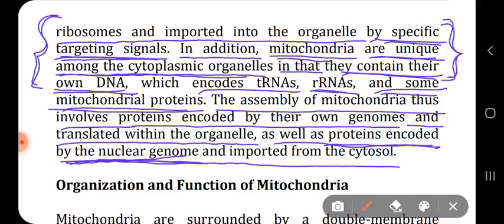So all the proteins are not synthesized by the mitochondria. Some of the proteins are encoded by the nuclear genome and have to be transported into the mitochondria. Other proteins are produced within the mitochondria, as they have their own DNA that encodes some of the mitochondrial proteins along with tRNA and rRNA.